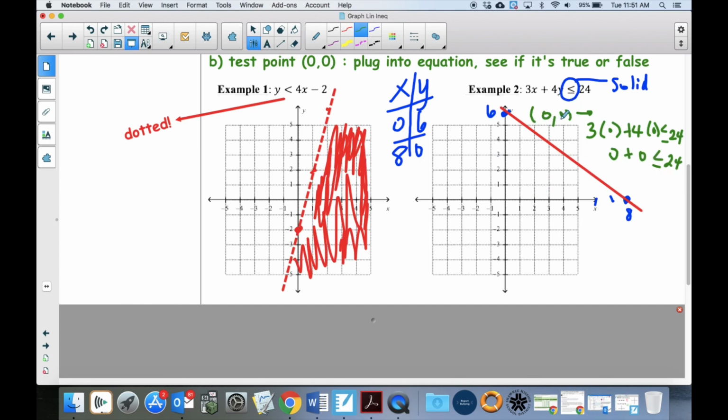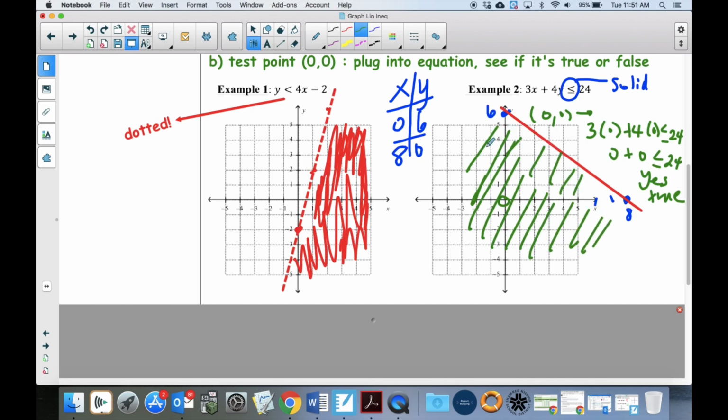So since I tested 0, 0, I want to come over to my 0, 0 place. Here it is. And it was yes. It was true. So if it's true, that means I am going to shade this way. So I'm going to go ahead and shade all of this area down here. Make sure I get everything in here that needs to be shaded. Now, that is plugging in the test point 0, 0. You need to know how to do that because there will come times when you need to do that.